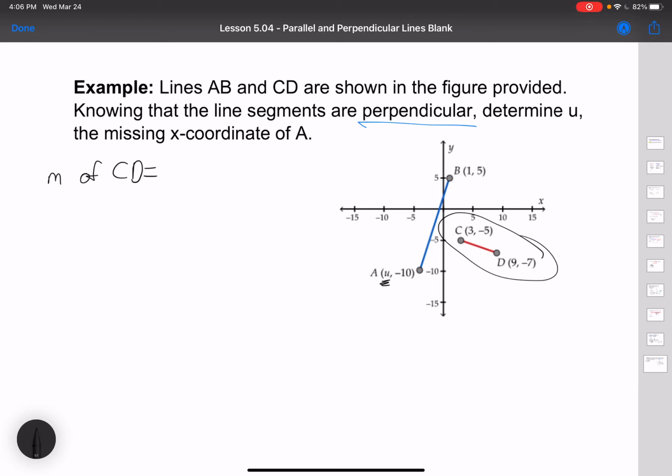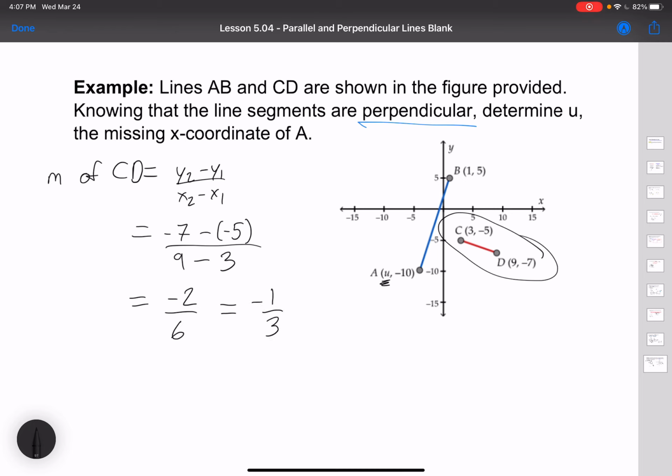Well, we're given points, so we can just do our usual y2 minus y1 over x2 minus x1. So the y value of, let's say, D is -7 minus -5. That's all over the x value, which is 9 minus 3. And again, be careful with your subtraction here, because you're subtracting a negative number, so it's actually adding. So you'll have -2 over 6, or you could reduce that to -1/3. All right, so that's the slope of CD.